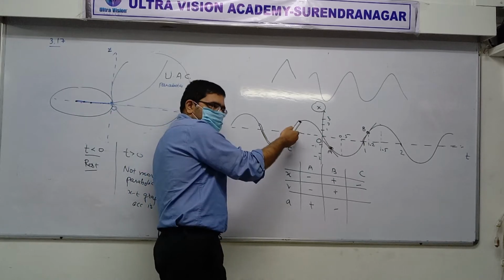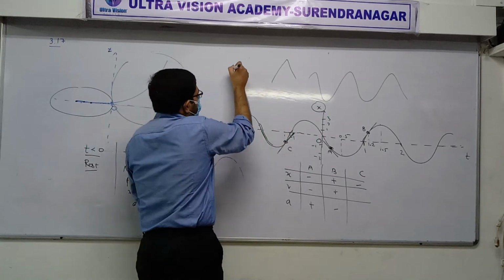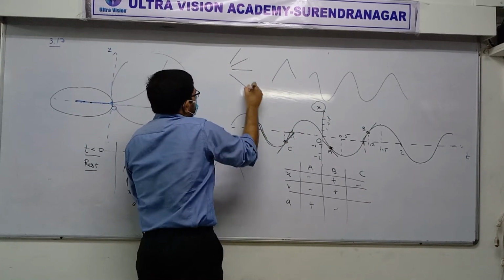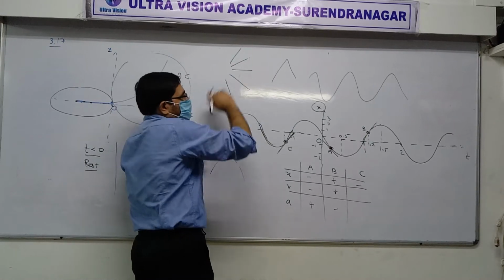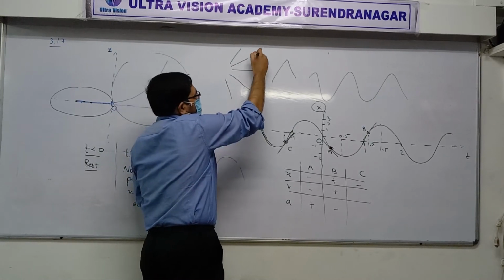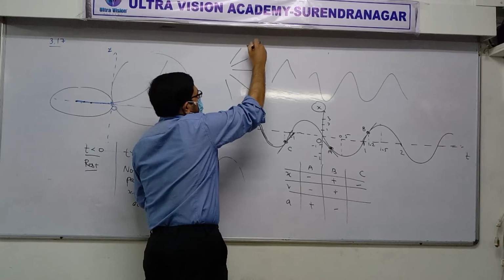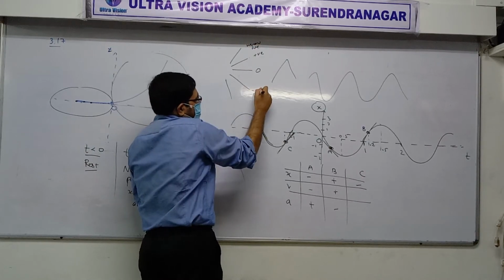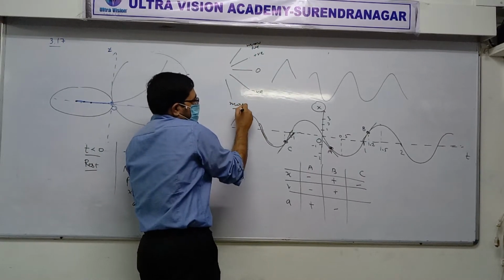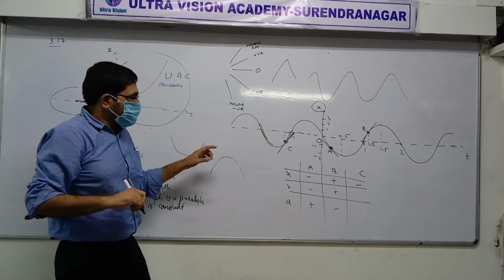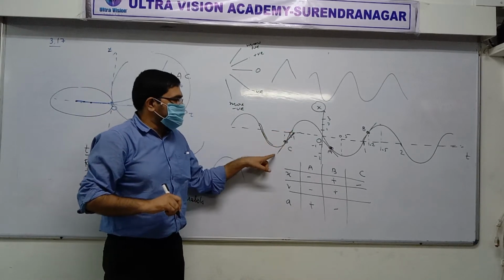Here we have drawn a tangent. Look at the tangent. Do you all remember this? There are so many lines I have drawn. This has zero slope. This has positive slope. This has more positive slope. This has negative slope and this has more negative slope. Clear or not?